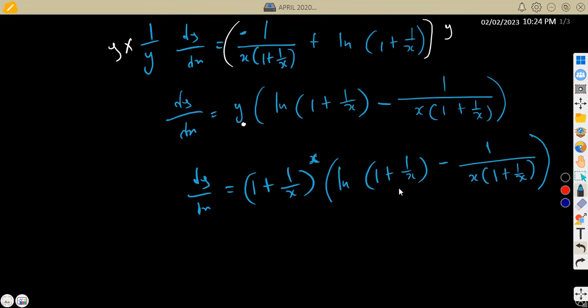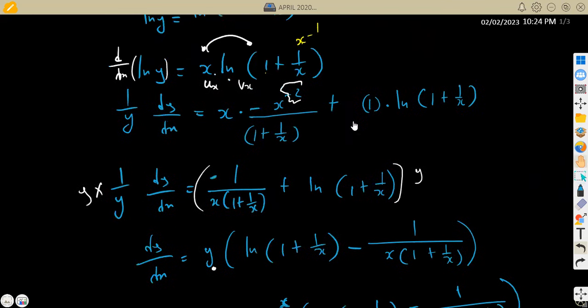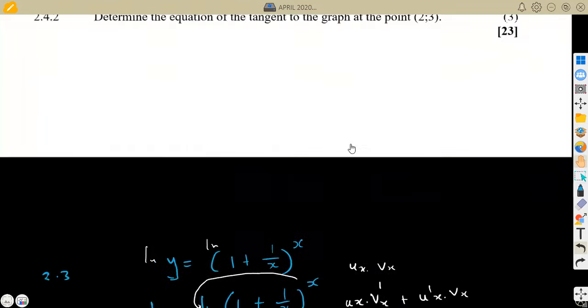In this case, we just have to leave our answer like this. You can simplify further if there is a need to do that, then actually it's important. You just have to work it further.